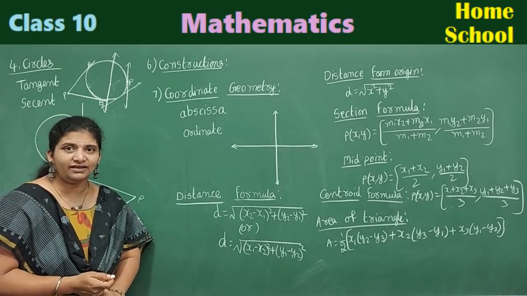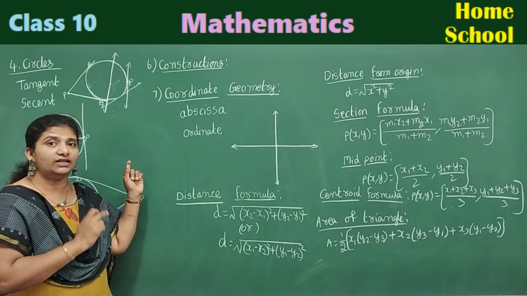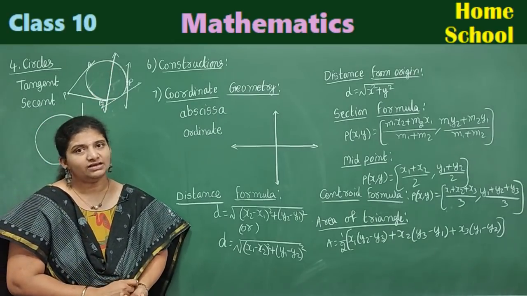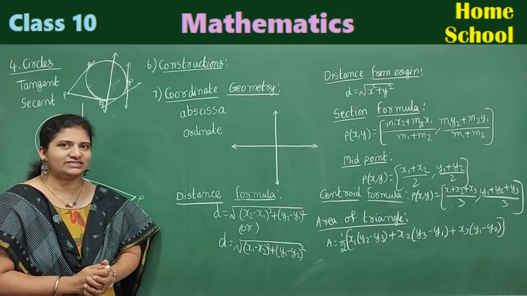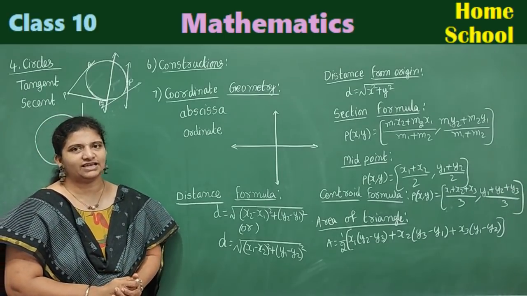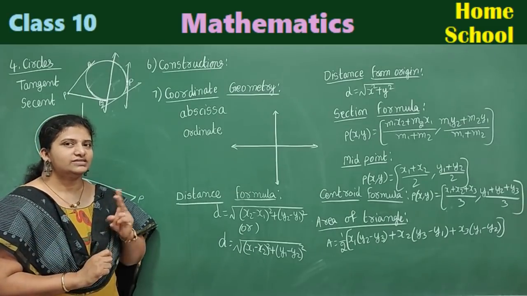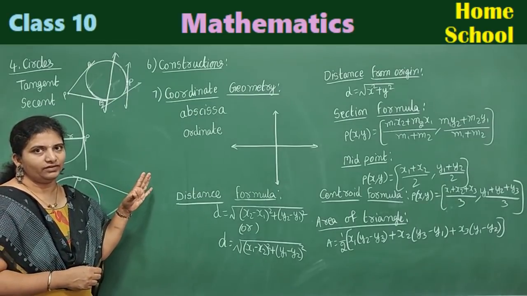What is a secant? It is a line which passes through the circle, intersecting at 2 points on the circumference of a circle. Then that line we call a secant. Tangent, only 1 point. Secant, 2 points. I hope it is clear now, right?